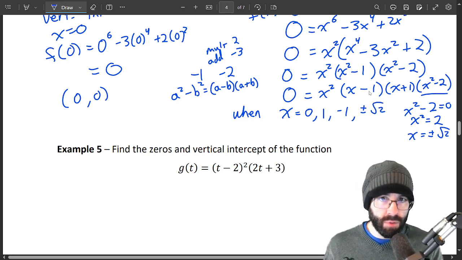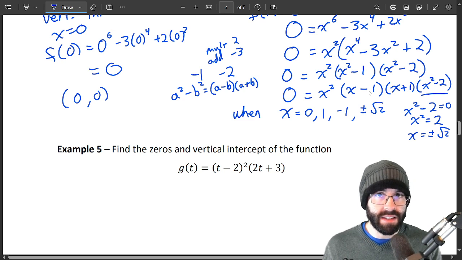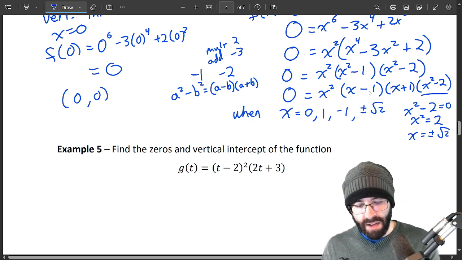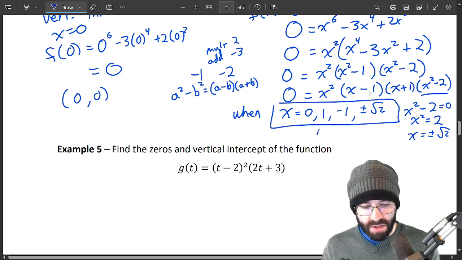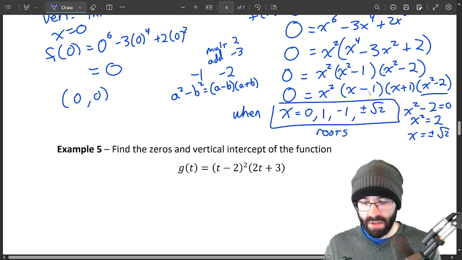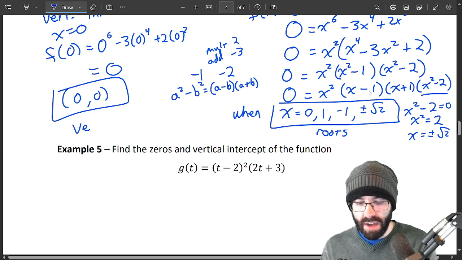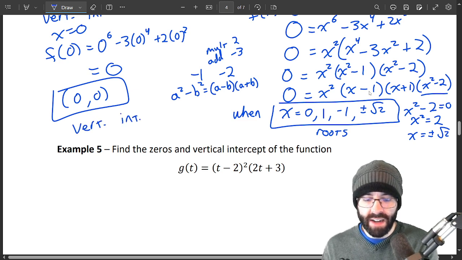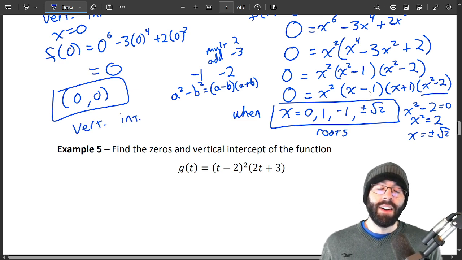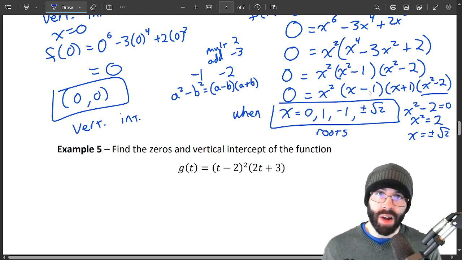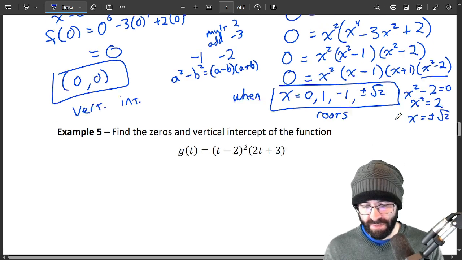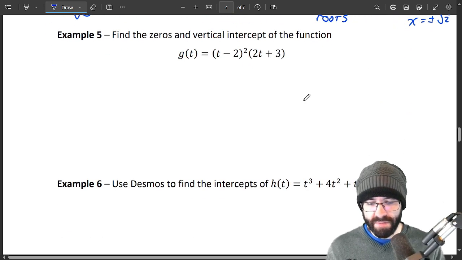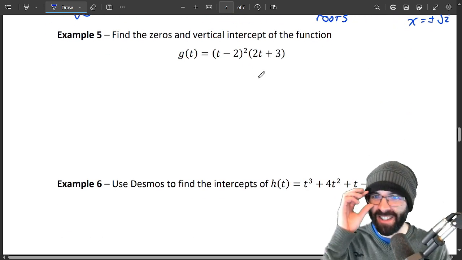There are a lot of roots here. Lots of roots. So here are our roots. These are our roots, or zeros. And here is our vertical intercept, just as we were asked to do. Whew. It's a long problem. It's mostly just all factoring. Let's do 2 more examples. These next 2 are going to be better.